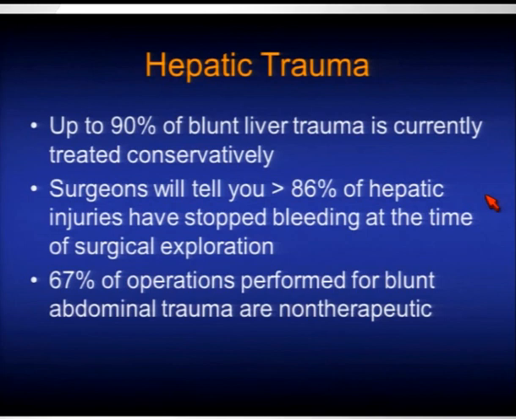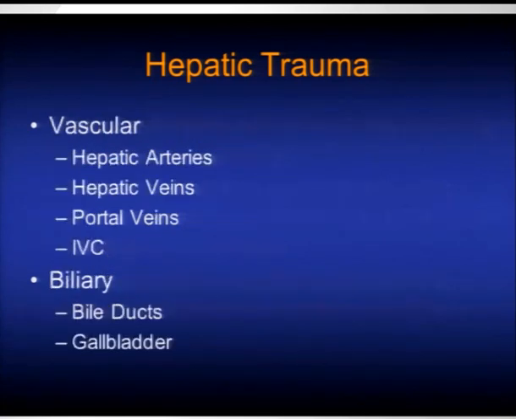So we're going to look at the liver first. And as any surgeon will tell you, almost 90% of hepatic injuries have stopped bleeding at the time of theatre. Alternatively, about 67% of operations performed for blunt abdominal trauma are non-therapeutic. Now, these statistics date from about 2008, which is just around the time we were starting to get aggressively into CT angiography imaging. So it would be very interesting to see if they'd publish these figures further and see if these have changed. But these are the most recent data that they have available.